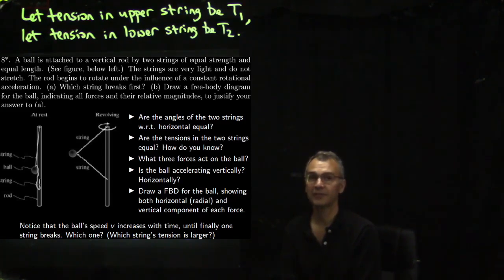So we can say at any given instant the rotation rate of the rod, in other words the rotational velocity omega, is approximately constant. I think to answer question A, which string breaks first, we need to start by answering question B. Draw a free body diagram for the ball indicating all forces and their relative magnitudes to justify your answer to A. So let's work on the free body diagram, and we can also work on these questions which are hints.